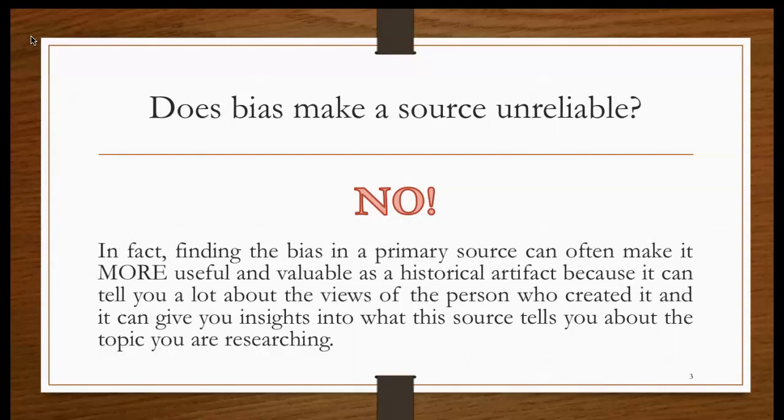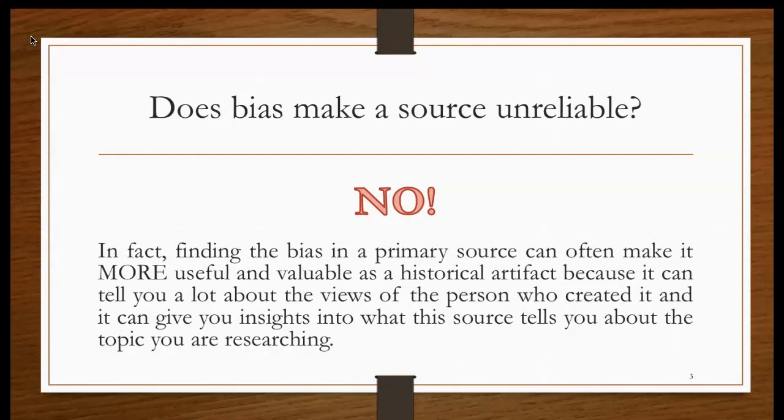It can tell you who they were writing for or who they were intending this source to be read by. It can tell you something about why an event happened the way it did. So bias is actually something that we really want to look for in primary sources. We want to try to figure out what the bias is. It doesn't mean that a source is unreliable.